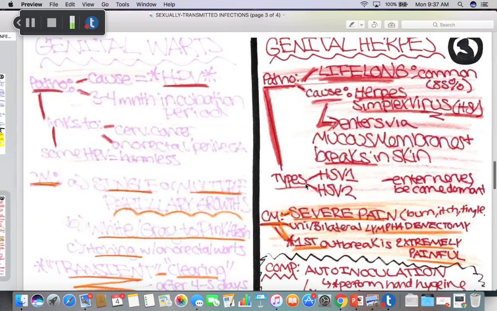Alright, genital warts and genital herpes. So genital warts is caused by HPV. It has a 3 to 4 month incubation period, has links to cervical cancer, anal, rectal, and penile cancer, and some HPV types are actually harmless.